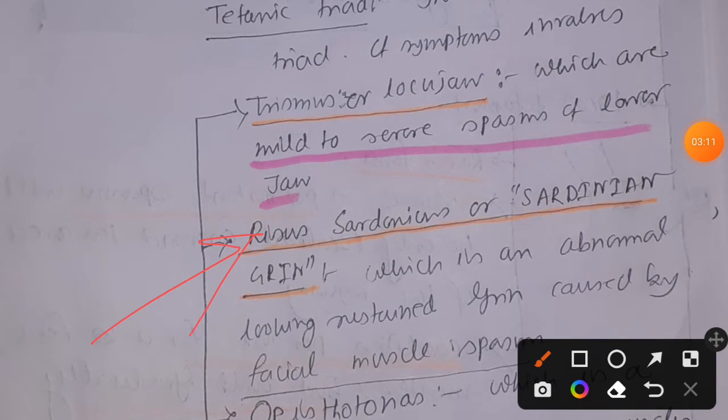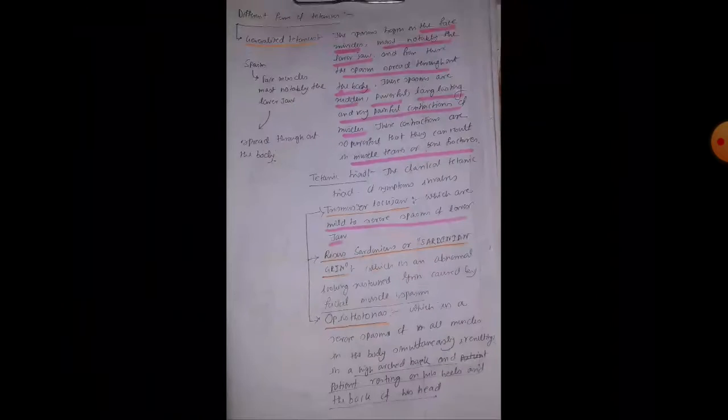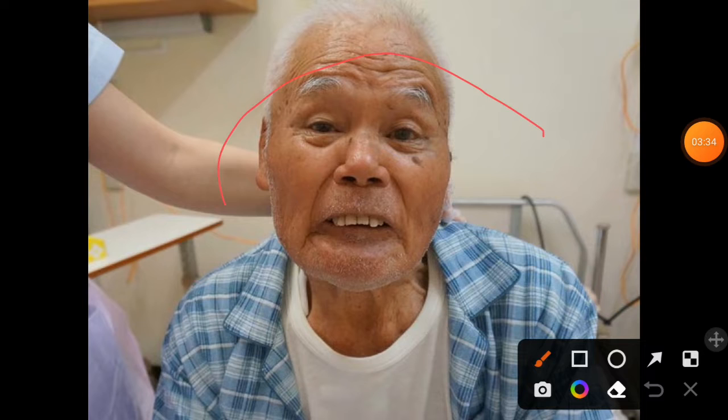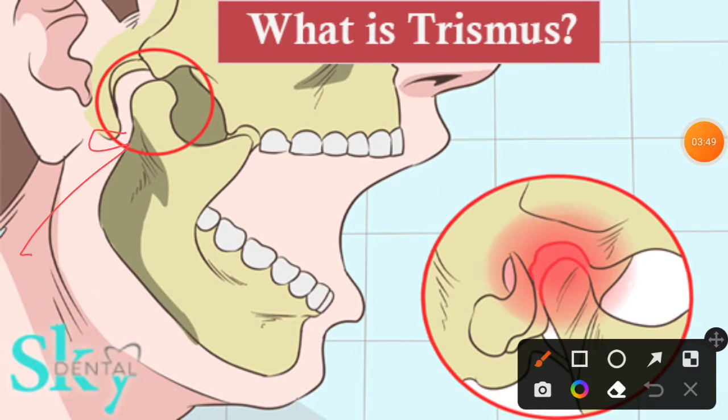Due to this kind of spasm in facial muscle, an abnormal looking sustained grin will appear. So what kind of thing is it? An abnormal sustained grin means an abnormal type of smile. That is the thing that the picture shows. This abnormal appearance of the face is known as risus sardonicus or Sardinian grin, and that is nothing but due to the spasm of the lower jaw of the facial muscle.